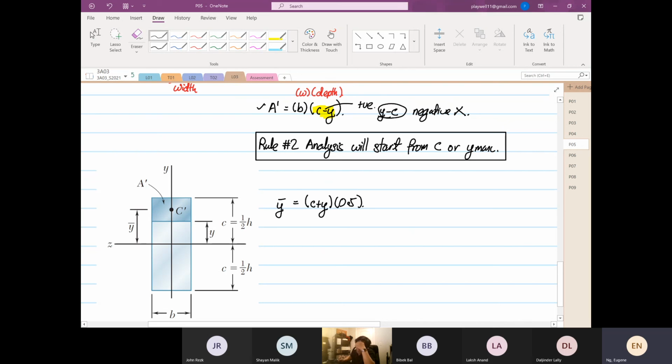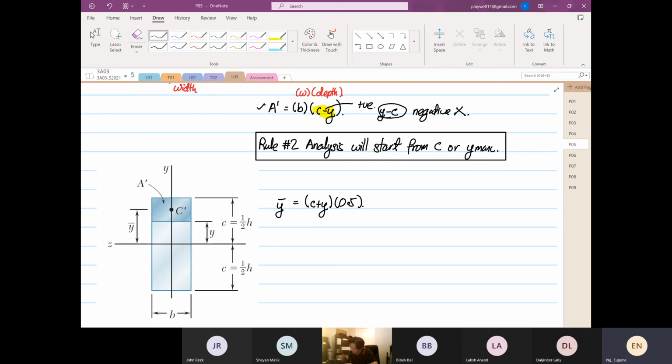If you cannot remember that, I can't remember that for sure. I want you to have a concept of deriving, or how to get the centroid. Is it c plus y or c minus y times 0.5, or why is it c plus y?